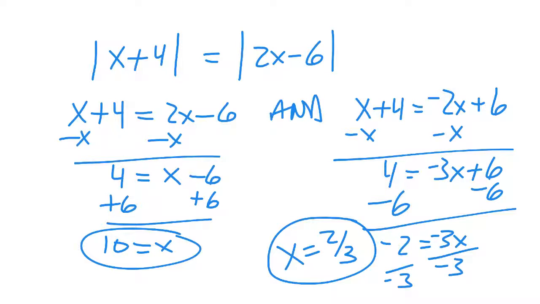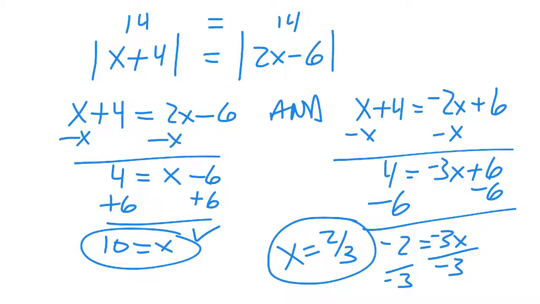Okay, let's check both of those out. If we put 10 in, we would end up with 14 on this side. And if we put 10 on this side, we'd end up with 14 on this side. And the absolute value of 14 and the absolute value of 14 are equal, so that checks, that's a solution.